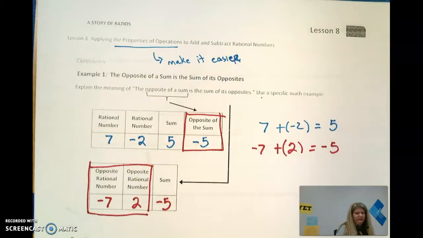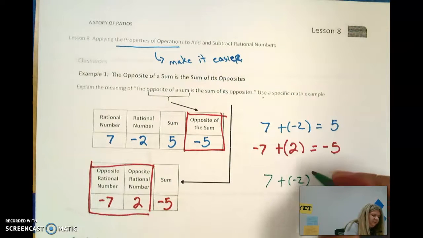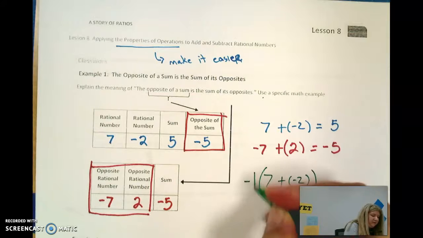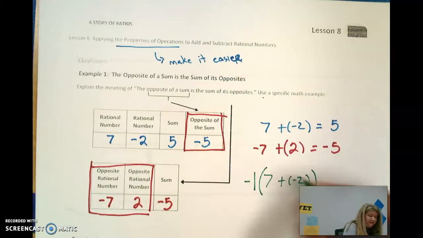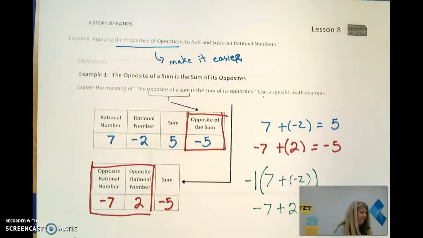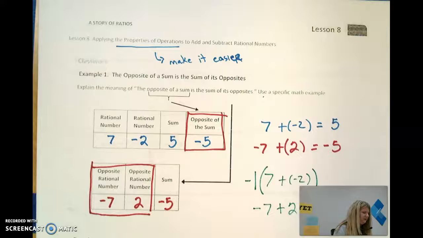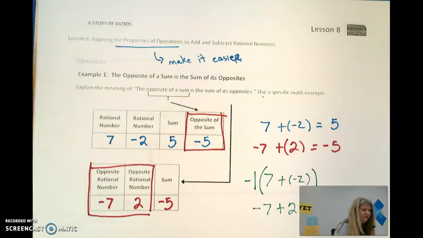Basically, what you're doing here is just distributing a negative 1. Okay? So, if I had 7 plus negative 2, but I was doing the opposite of this sum, it would be negative 7 plus 2, which would be negative 5. Okay, we'll be using that. It's okay if you're still feeling a little unsure about this right here, because we'll continue to use it, and you'll catch it as we go.